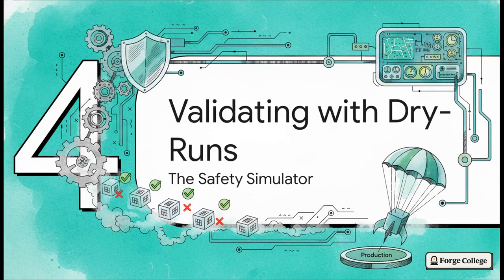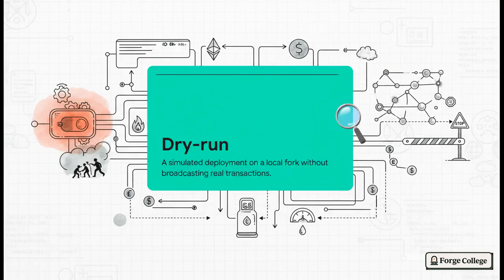Next up, Section 4, validating with dry runs. Welcome to the safety simulator. Let's actually define what we mean here. A dry run is basically a fire drill. It's a simulated deployment using a local fork of mainnet without broadcasting real transactions. You're testing your entire deployment in a mainnet-like environment without spending a single drop of real gas. You get all the validation, you see all the state changes, but with absolutely zero financial risk.